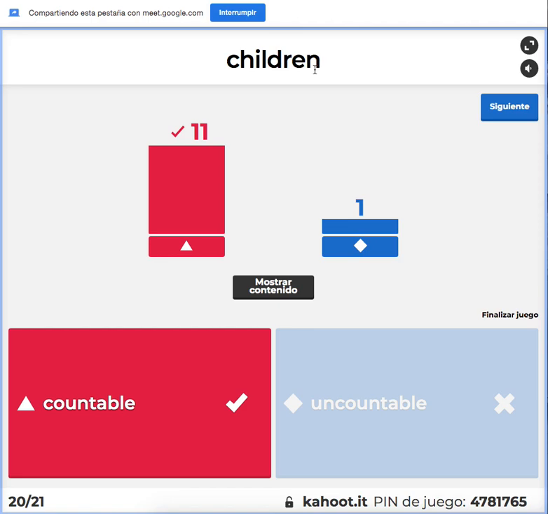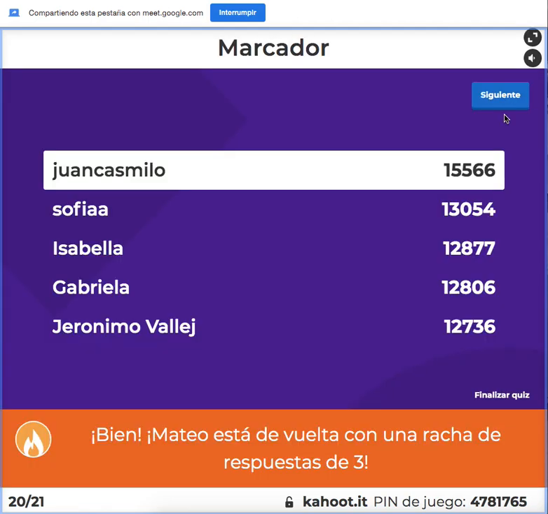El simple hecho de que tengas tu forma plural ya te dice es contable. What is the singular form of children? Who can tell me? Child. Child. Perfect. And let's go with the last one.